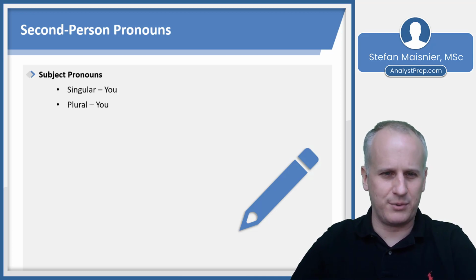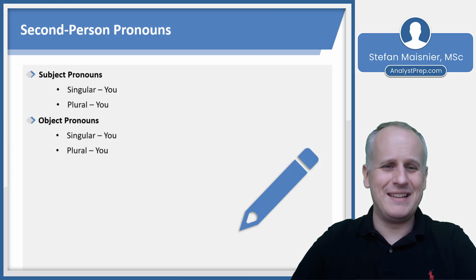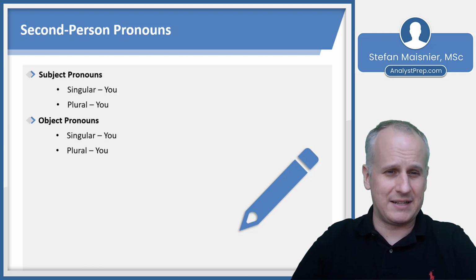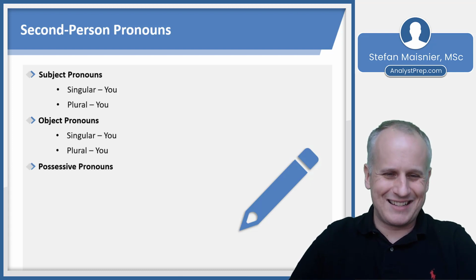There's no differentiation between the singular or plural second person subject pronoun, nor is there a difference between the singular or plural second person object pronouns. That's because "you did it" is a proper usage as well as "it was done to you." So whether it's a subject or object pronoun in the second person, you will use "you." Simple enough. Now, your possessive pronouns are just slightly different.